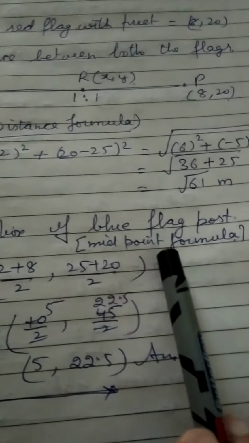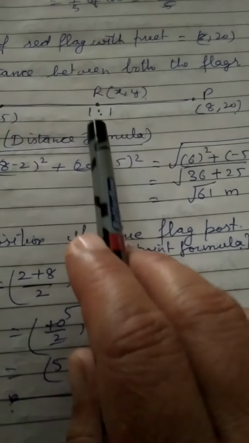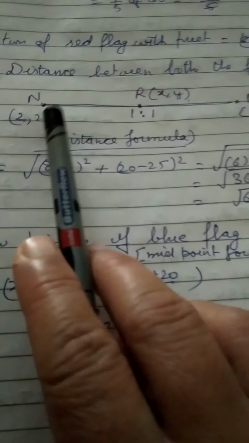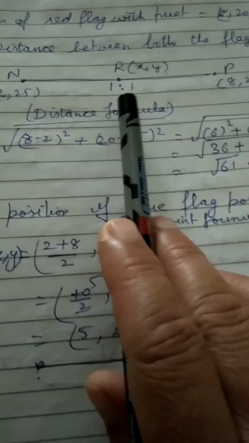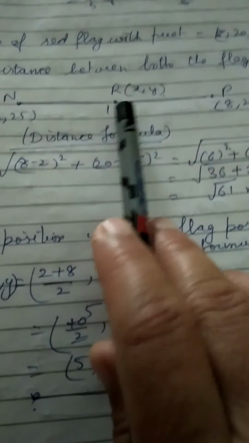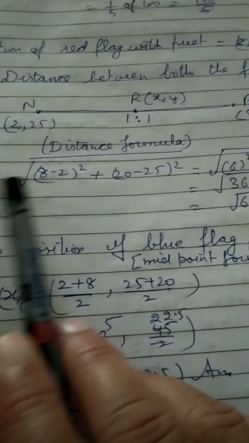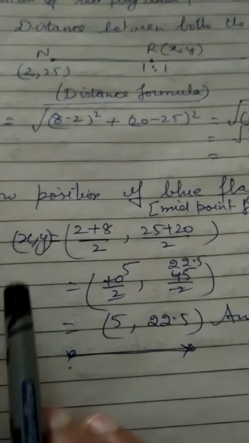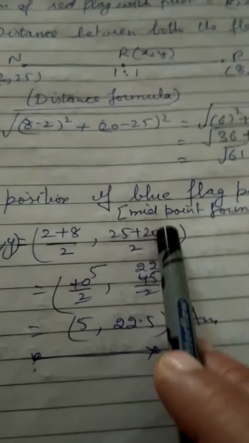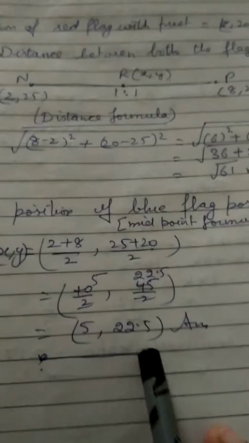Now the position of the blue flag post is the midpoint. We have to find (x, y). It is the midpoint of the line NP. Then we will apply the formula to find the midpoint coordinates: (x1 plus x2) divided by 2 for the x coordinate, and (y1 plus y2) divided by 2 for the y coordinate. So x is (2 plus 8) by 2 and y is (25 plus 20) by 2, and these become equal to 5 and 22.5.